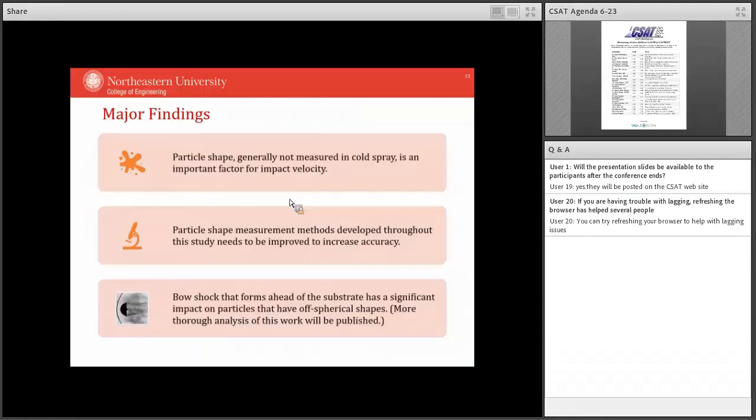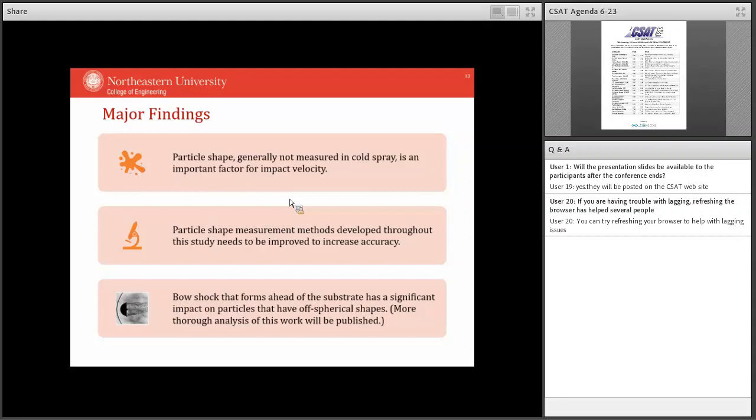Some of the major findings from this work are that particle shape, generally not measured in cold spray, is an important factor for the flight conditions of particles within the nozzle and at impact. Particle shape measurements should certainly be refined to increase the accuracy of the models. What I'm not showing here due to the time limitation is that the bow shock actually affects the off-spherical particles a lot more when they go through that stagnant region ahead of the substrate.